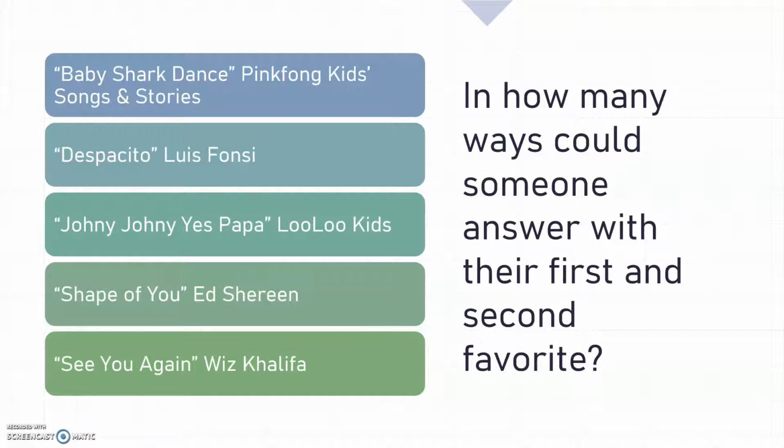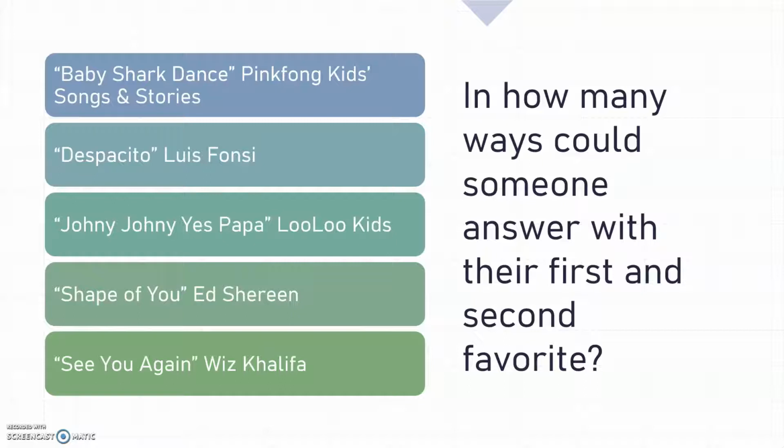So someone could say that my favorite song is Despacito, and then I like Shape of You, and then I like Baby Shark Dance. Or they could say I like Baby Shark Dance best, and then Shape of You, and then Despacito, and that would be a different answer. So keeping track of how many ways could somebody answer with their first and second favorite song.